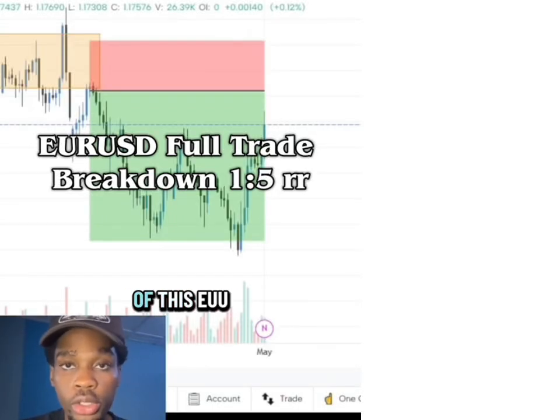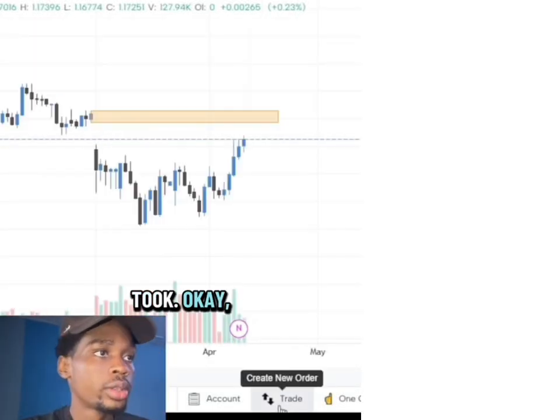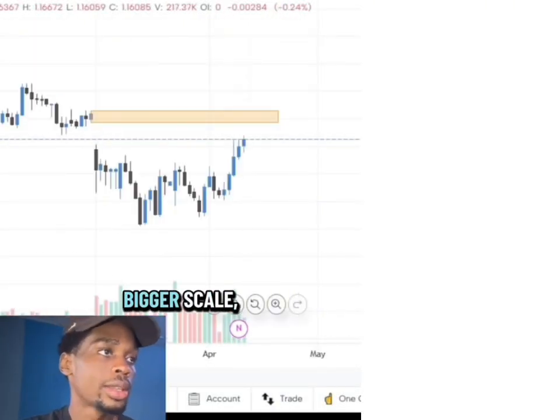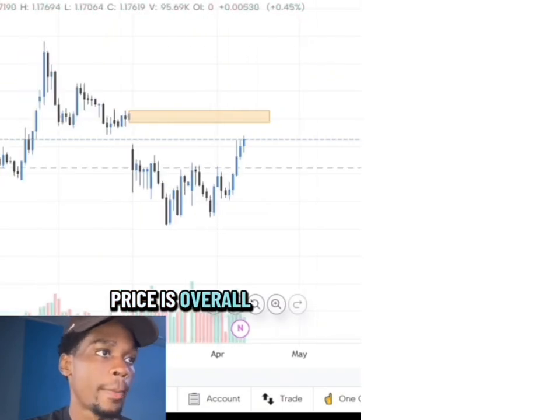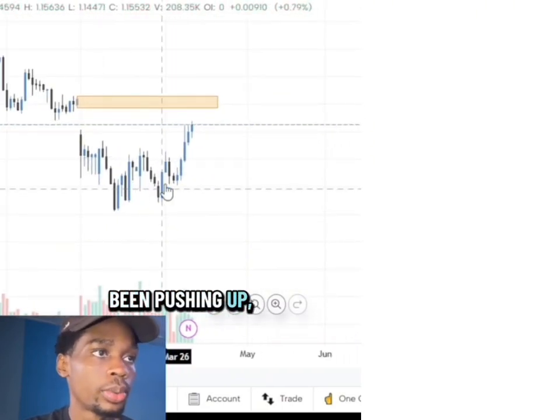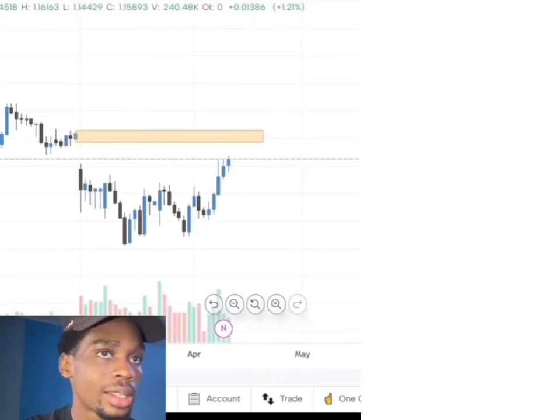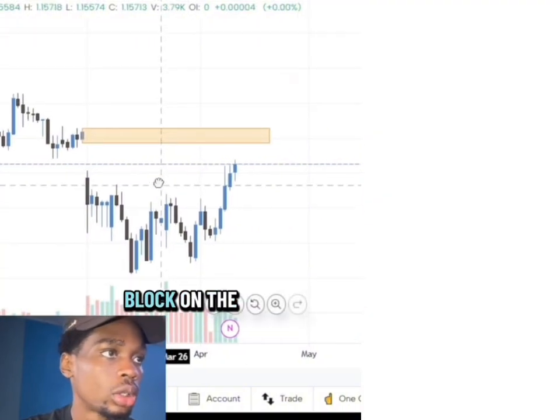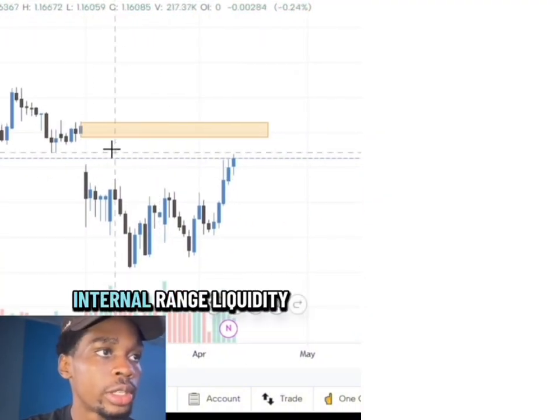Okay, let's do a full breakdown of this Euro USD trade that I took. Looking at the daily time frame, the bigger scale, price is overall bearish. Price has been pushing up, but this is just a pullback. That's an order block on the daily, but there's also internal range liquidity here.